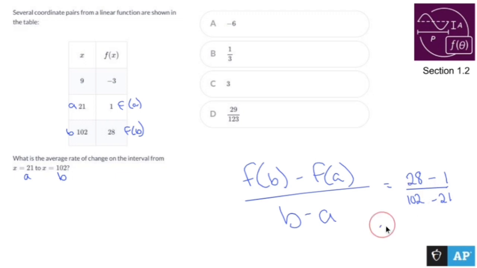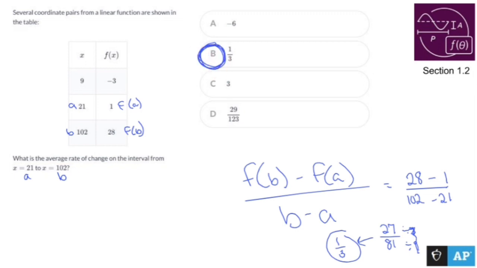28 minus 1 is 27. 102 minus 21 is 81. Those are both divisible by 3, so let's divide. Those are both divisible by 9. So let's divide the top and the bottom by 9. Those are both divisible by 27. Oh my gosh, so that actually just becomes 1/3. Oh, look at that. Oh, wasn't that fun? That was a lot of fun.